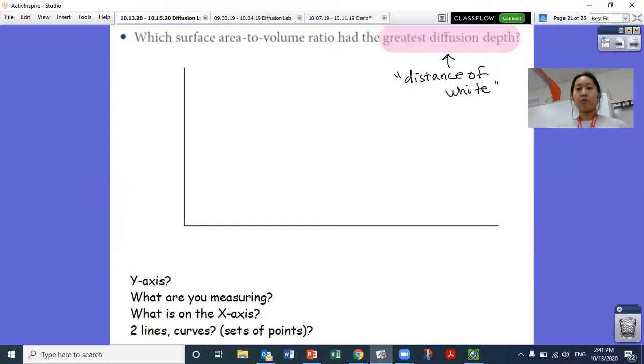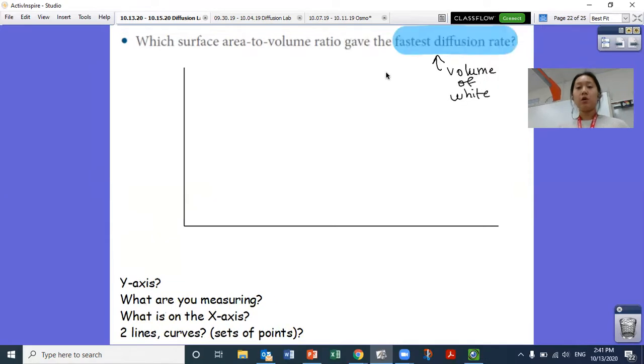Afterwards, obviously, you're going to be graphing. You're going to be graphing the greatest diffusion depth. So for every time point along the x-axis, you're going to be doing diffusion depth in millimeters, and you're going to be having distance. You're going to graph each distance of white for the big cube, the small cube, and the different shape. You're also going to be graphing the diffusion rate.